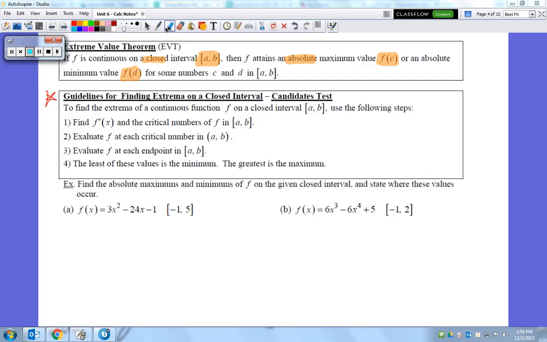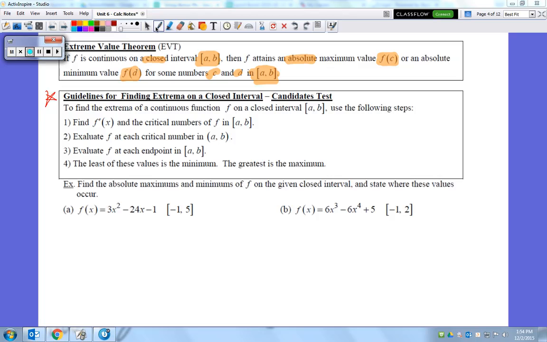What kind of values are f of c and f of d? Y values. For some numbers c and d, what kind of values are those? X values. Those are my input values in or on this closed interval from a to b. Do you understand what we're reading now? C and D are x values that exist between a and b endpoints. The y values are saying if it's the maximum, it can be the absolute maximum if it's bigger than everything else. You'll see it a little bit more when we start jumping into the examples.